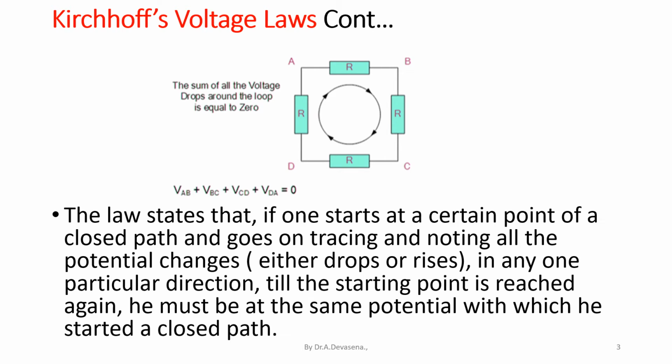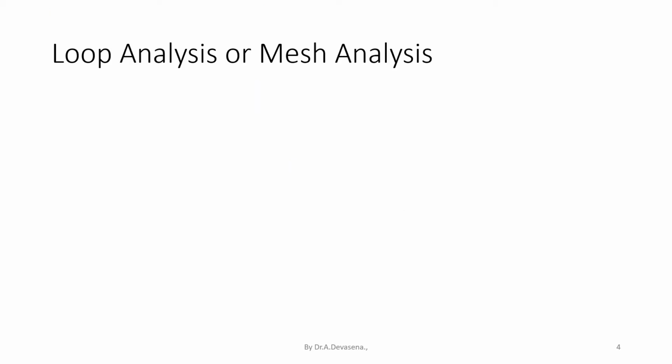Kirchhoff's voltage law states that if one starts at a point of a closed path and goes on tracing and noting all the potential changes, either drops or rises, in any one particular direction till the starting point is reached again, he must be at the same potential with which he started the closed path. Let us start discussing loop analysis or mesh analysis.